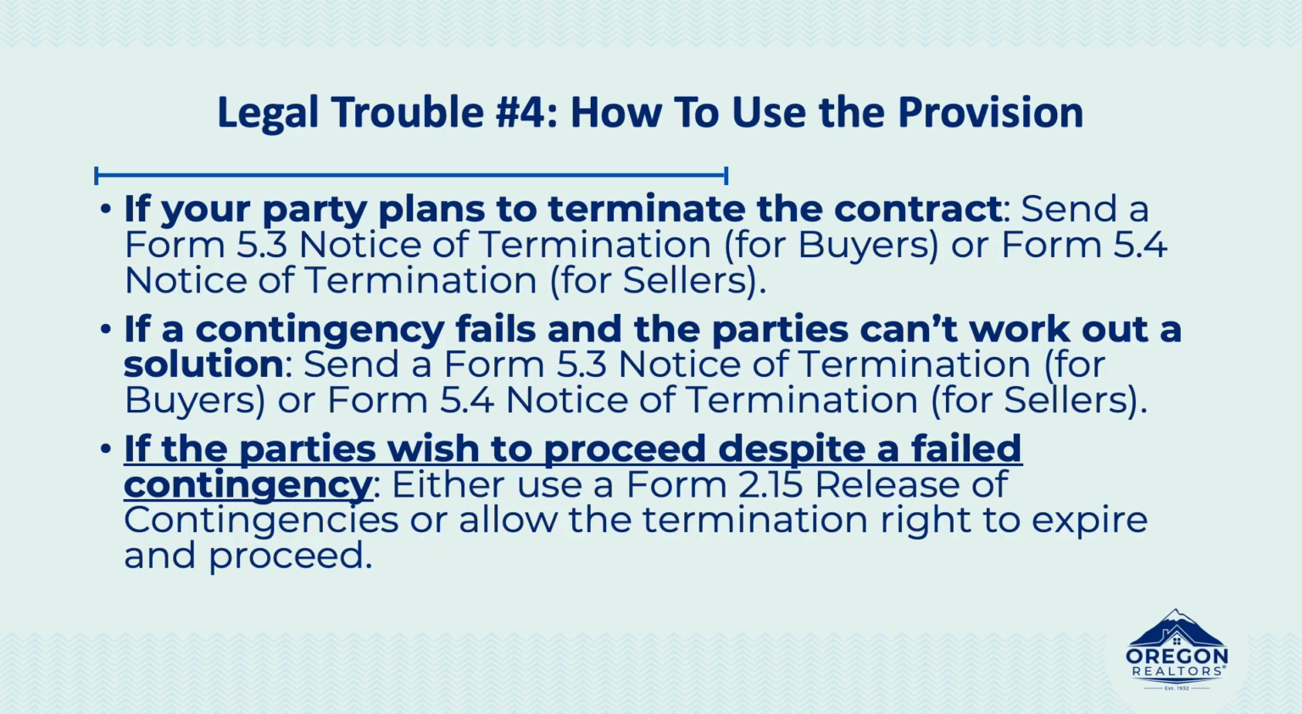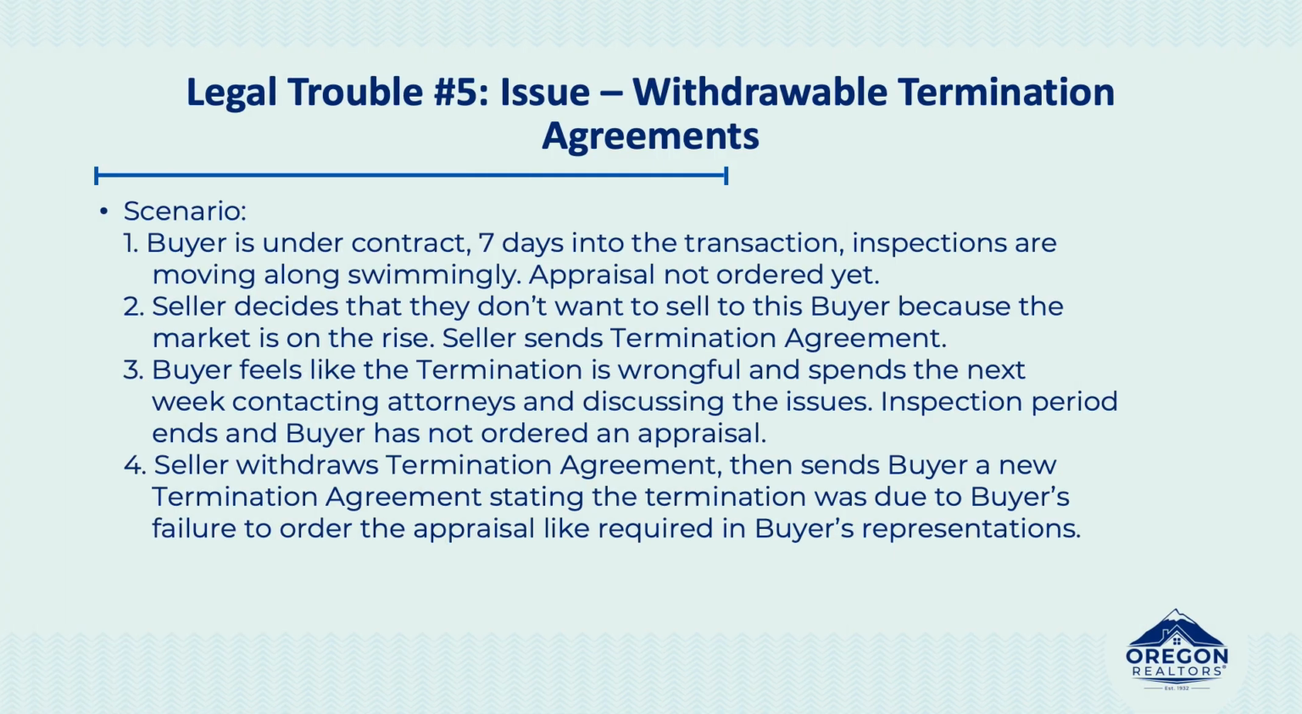If you want 10 days to renegotiate, we can amend this portion of the contract and change the amount of time we have to negotiate for a placement loan. But if we don't come to a conclusion on that loan, if we don't come to agreement, we can terminate the contract, and we should, because we don't want to be stuck in a situation where the contract automatically terminated, or where we're moving forward unintentionally or without the intent to actually be under contract. Issue number 5 is with withdrawable termination agreements.